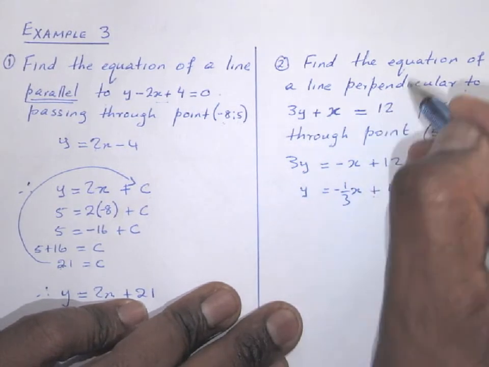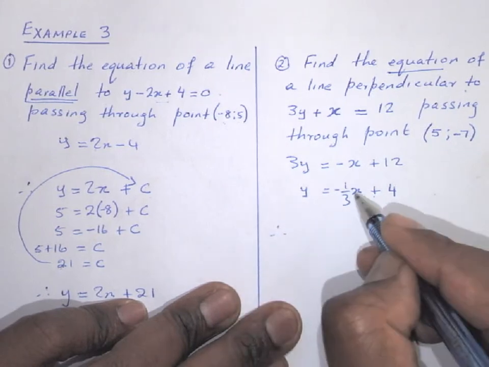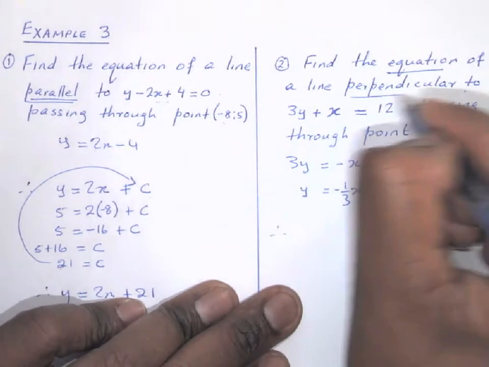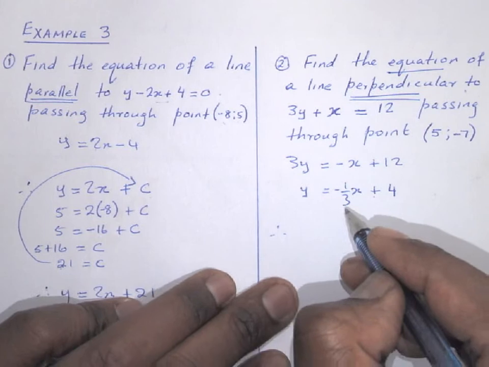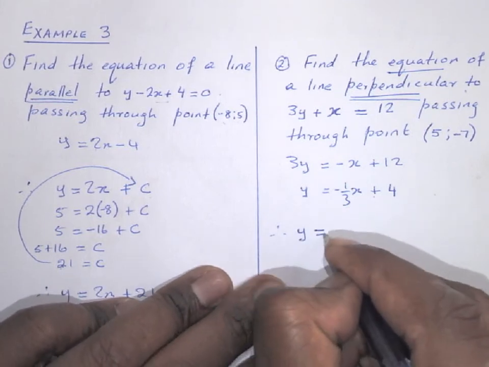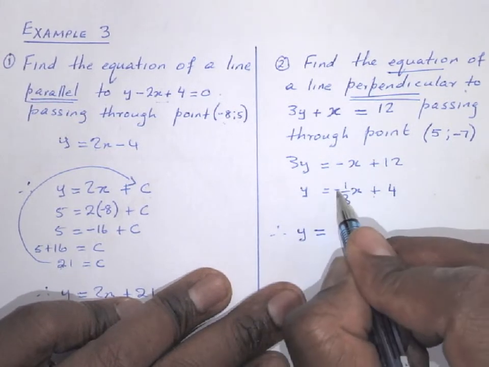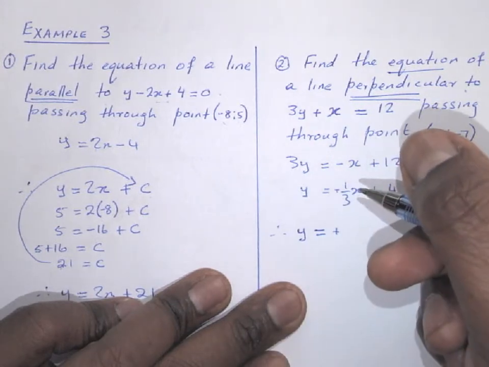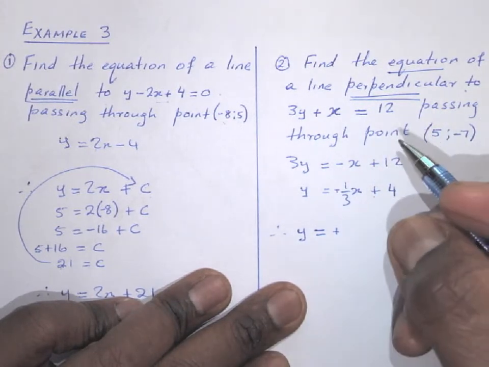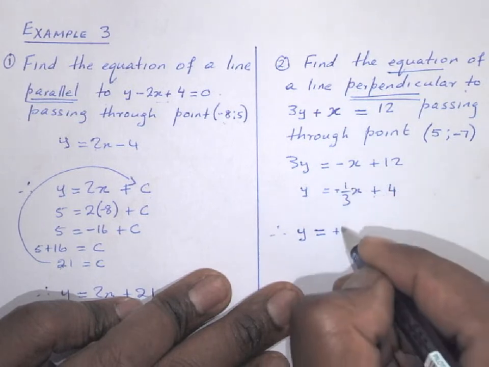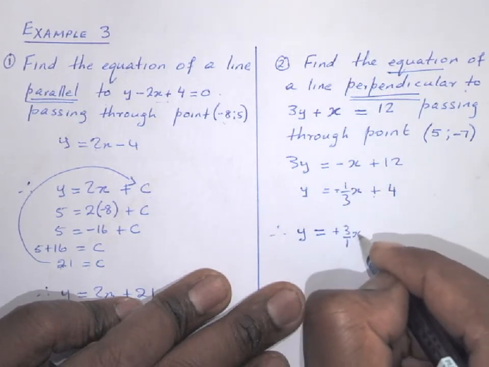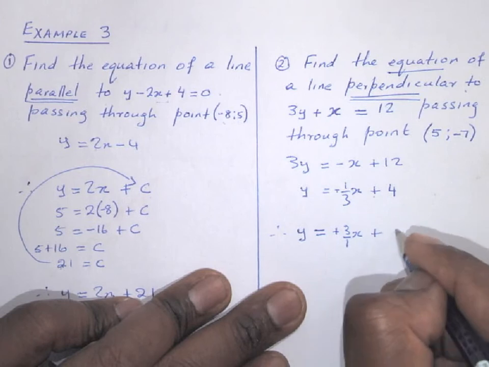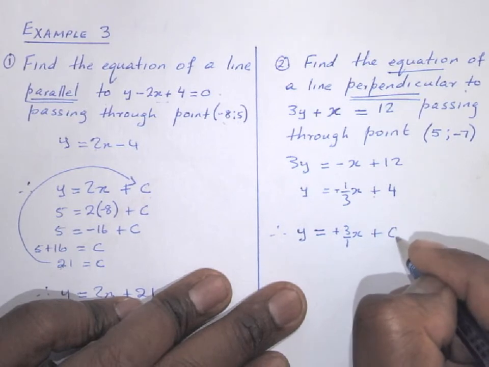So for the new equation that I'm looking for, because I know that the lines are perpendicular, the product of the gradients must be minus 1. So for the gradient of the other one, I'll have to change the sign. If this is negative, the other one will be positive. Then I'll have to turn this around so that if I multiply, I get minus 1. So if I turn them around, I'll have 3 over 1 x, then plus c, because I don't know the c, the y-intercept of the new line.